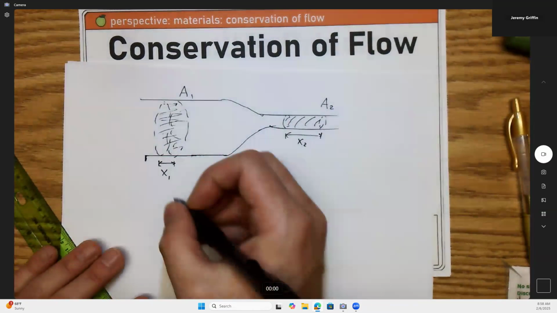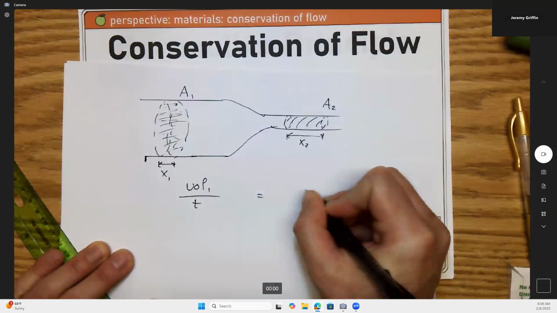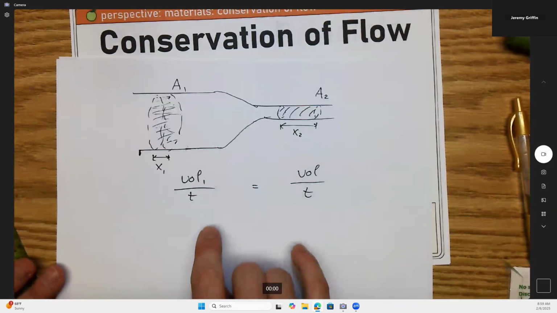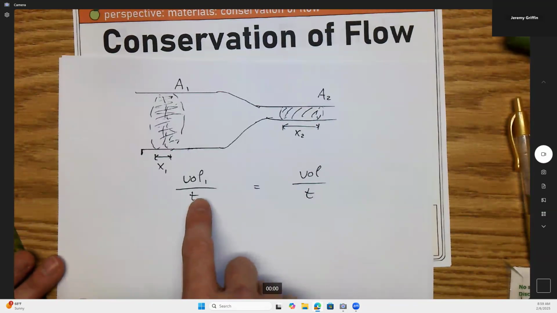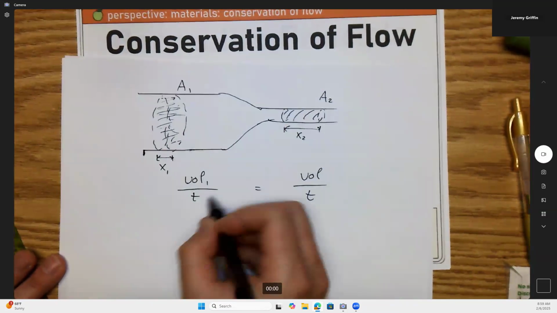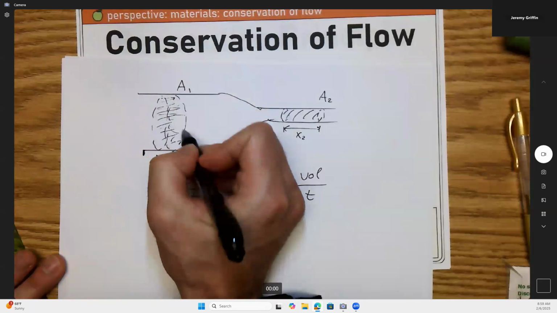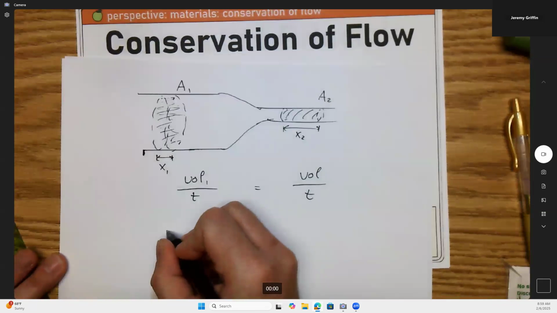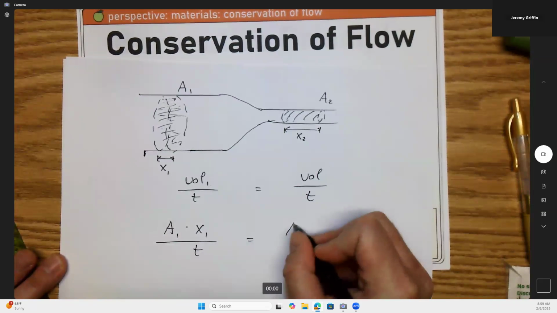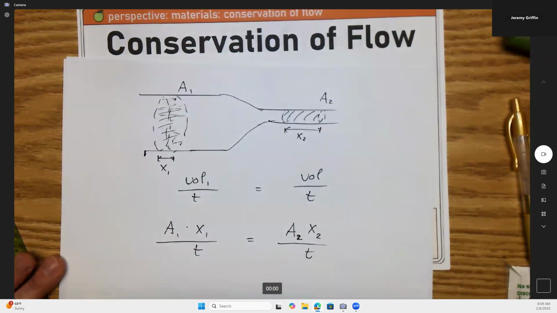So I'll say volume 1 over time equals, well, volume per time is volume per time. It's the same volume in the same time, and they're both moving. That's conservation of flow right there, right? But what is volume in terms of this area and this x? How can I substitute out volume? This is just area times x, right? So cross-sectional area 1 times x1 in some amount of time equals cross-sectional area 2 times x2 in the same amount of time.